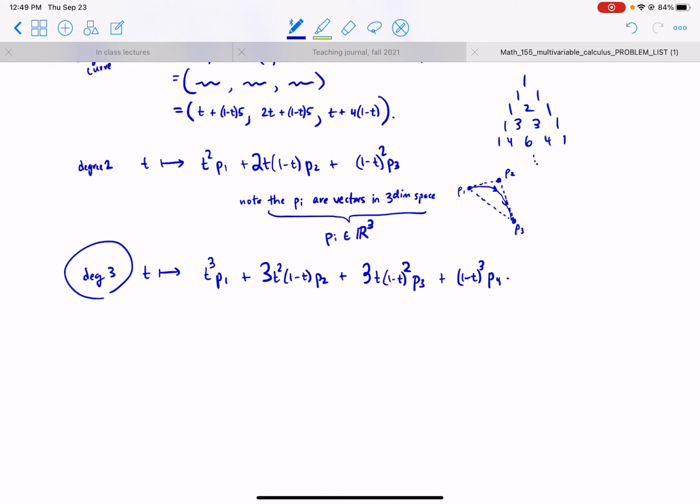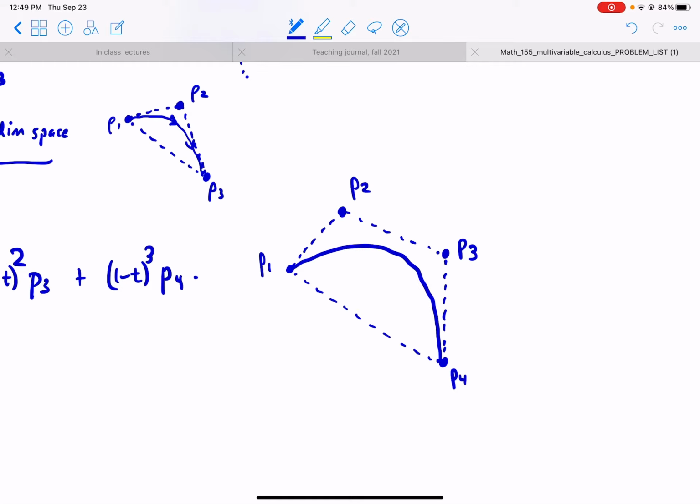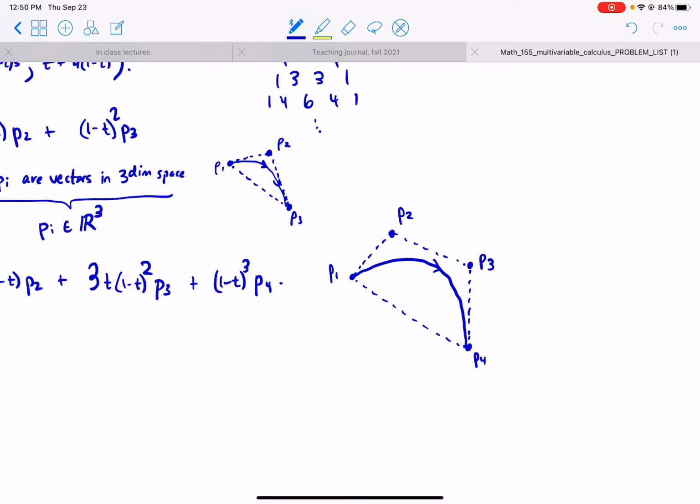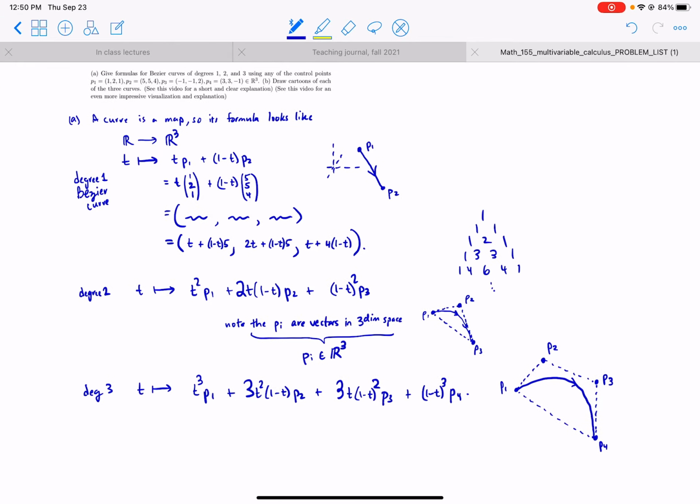Finally, my degree 3 Bezier curve uses 4 points, P1, P2, P3, P4. So I'll draw those. 2, 3, 4. This is P4, P3, P2, P1. And my cartoon, well, I sort of like to draw just the outline of this convex hull. And then somewhere in there is the Bezier curve flying through that area.